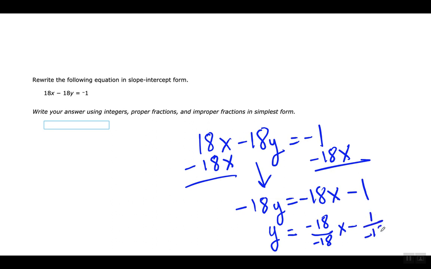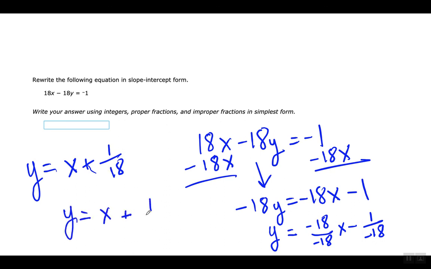All right, so when I simplify it, negative 18 divided by negative 18 is positive 1. And when there's a positive 1, you don't write it. And over here, so I got the x, and then over here, negative 1 divided by negative 18 becomes positive 1 over 18. A negative divided by a negative equals a positive. So I'm going to have plus 1 over 18. So just to write it neater, y equals x plus 1 over 18 is my answer.